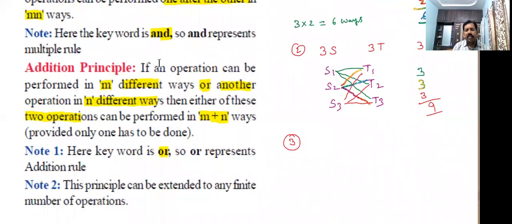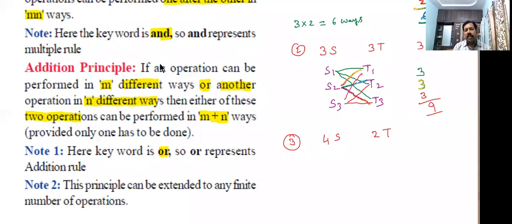One person has four shirts and two trousers, different color, different design. He wants to select one piece, not one pair, one piece. That means either shirt or trouser.